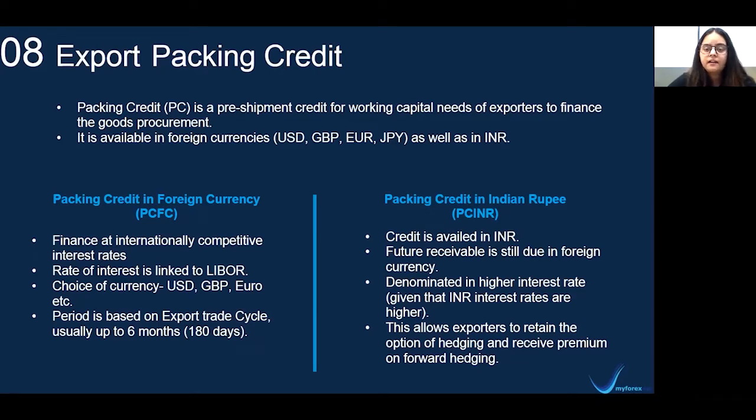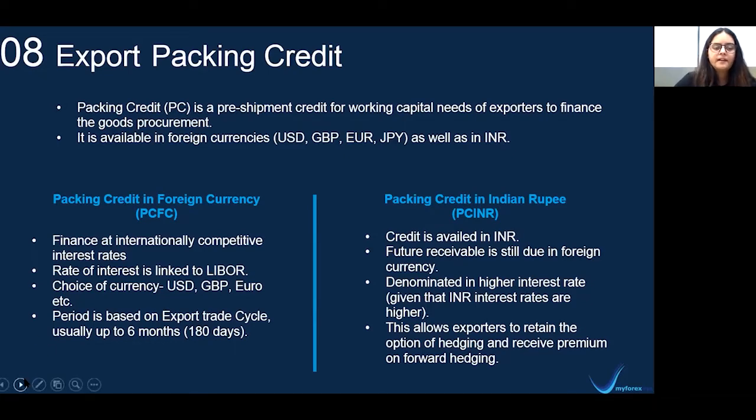In PCINR, the credit is availed in Indian rupee, although the future receivables are still due in foreign currency. PCINR carries higher interest rates since interest rates in India are much higher than foreign interest rates. This allows exporters to retain the option of hedging and receive premium on forward hedging.